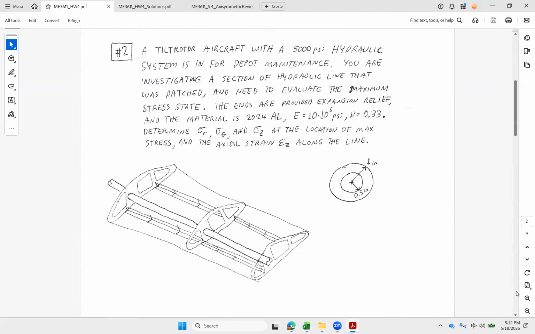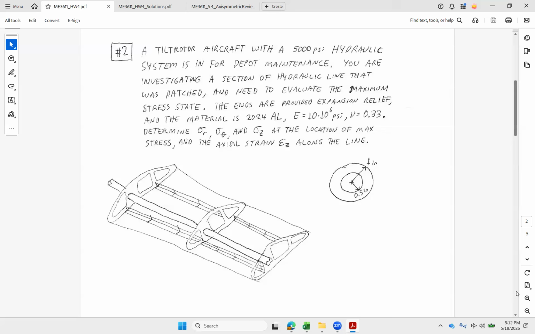All right, let's try number 2 here. We're looking at a hydraulic line. Got 1/2 inch inner radius, 1 inch outer, so very, very thick walled vessel there. We want to check out the stress state. The ends go into a reservoir, and if there's an O-ring or grommet there, then it's free to expand or contract at the ends. So we're going to say expansion relief on the ends, meaning no constraint for at least one. And then our material, 2000 series aluminum, we got the properties for that.